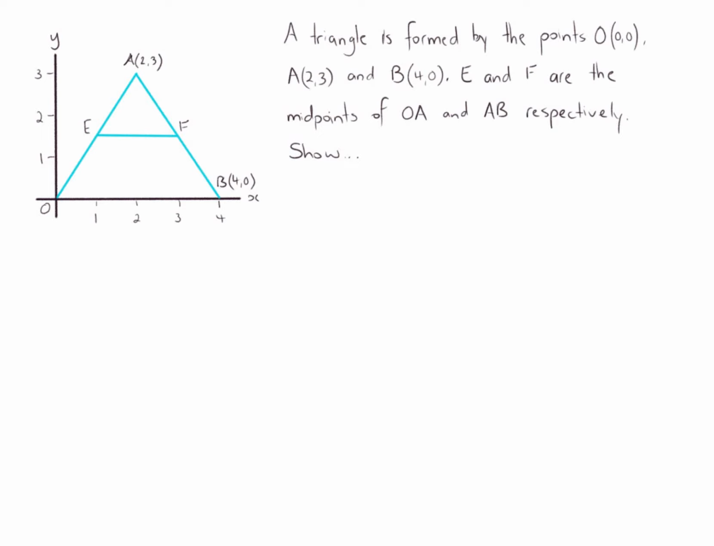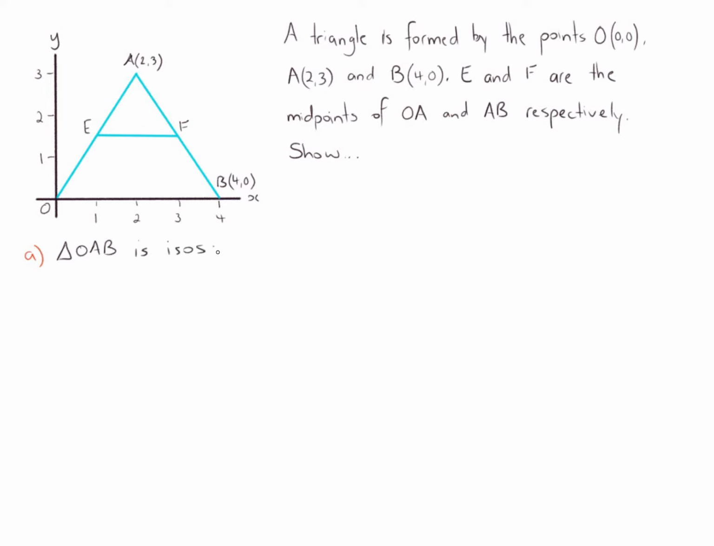Here is our first example. In the diagram you can see that we have a triangle formed by the points O, that's the origin, 0, 0, A, the point 2, 3, and B, the point 4, 0. Now E and F, they're the midpoints of OA and AB. Our first job is to show that triangle OAB is isosceles.